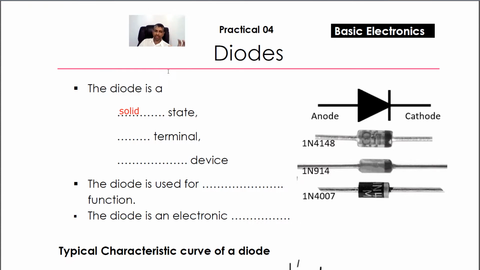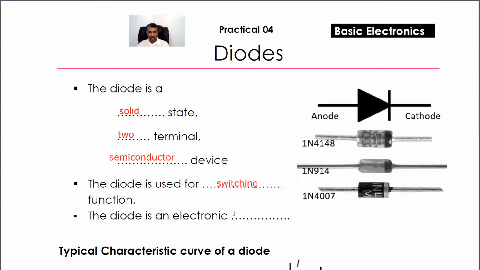Solid is easy to handle. That's why we want to highlight this. A diode is a solid state, two-terminal semiconductor device. A diode is used for switching. You know that a transistor is used for both switching and amplification, but diodes are only used for switching applications.